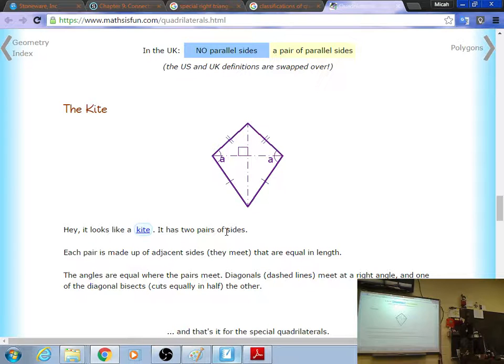So 2 pairs of sides, each pair made adjacent, like these 2 sides up top and these 2 sides at the bottom, those are your pairs. Angles are equal where the pairs meet. The diagonals meet at a right angle. One diagonal bisects the other one. If you look at the kite like this, your vertical diagonal bisects your horizontal diagonal. It's always your long diagonal that bisects the short diagonal.